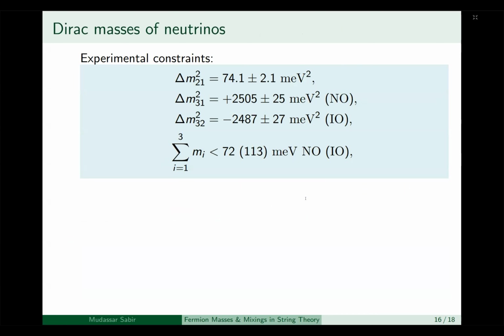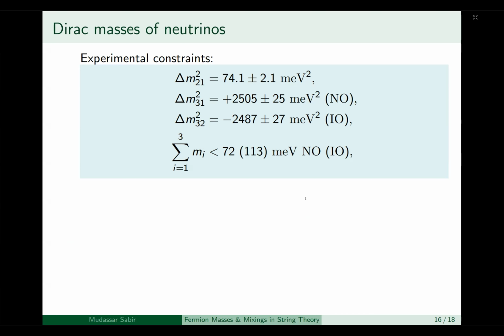Experimental constraints. So experimentally, we know we have 3 eigenvalues of neutrino masses. 2 of them are very close to each other, and the third one is far away from the former pair. In the normal ordered case, the third eigenvalue, usually denoted as M3, and the other 2 are denoted as M1 and M2, where M1 is always less than M2. If M3 is much larger than M1 and M2, this is the normal ordered case. And if M3 is less than the other M1 and M2, this is the inverted ordered case.